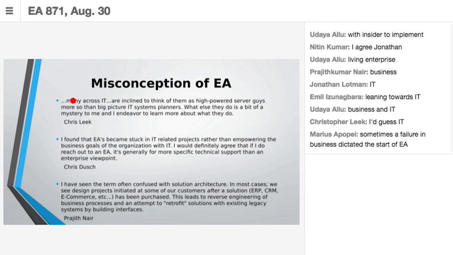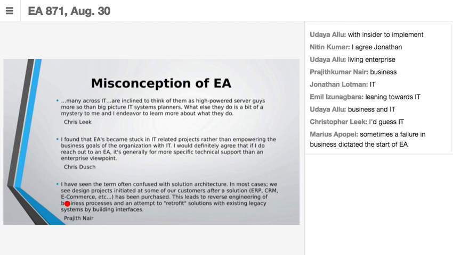Chris Leek writes, many across IT are inclined to think of them as high-powered server guys, more so than big-picture IT systems planners. What else they do is a bit of a mystery to me, and I endeavor to learn more about them. Chris, a different Chris, says, I found that EAs became stuck in IT-related projects, rather than empowering the business goals of the organization with IT. I would definitely agree that if I do reach out to an EA, it's generally for more specific technical support.